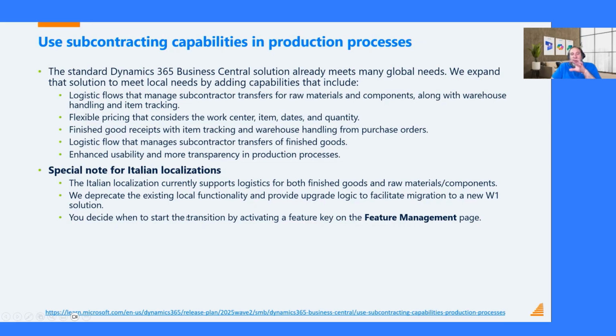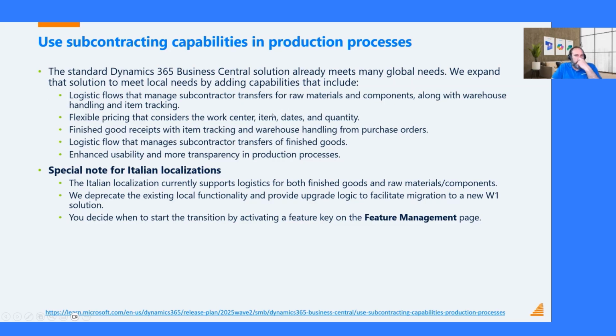But what Microsoft's done is they've taken this out of the Italian version and put it into the W1 version. So if you are in the Italian region, you can, through feature management, activate this. And what that will do is migrate your data from the Italian change to the W1 change. And from there on, you will use the W1 change. Make sure you make a copy of your production database, test this properly in there, and then go and activate it in your actual production database.